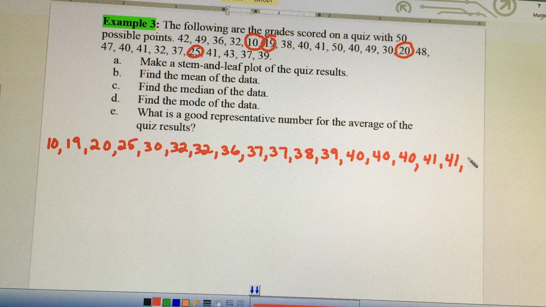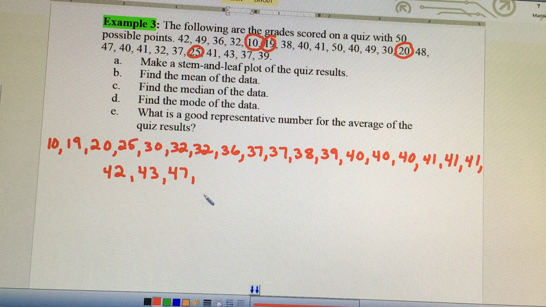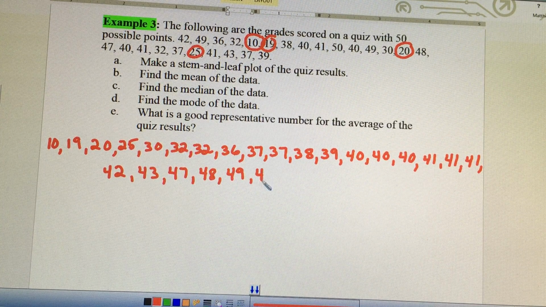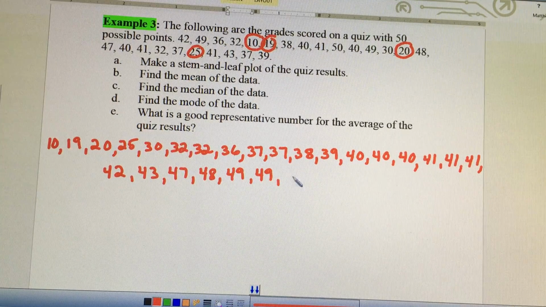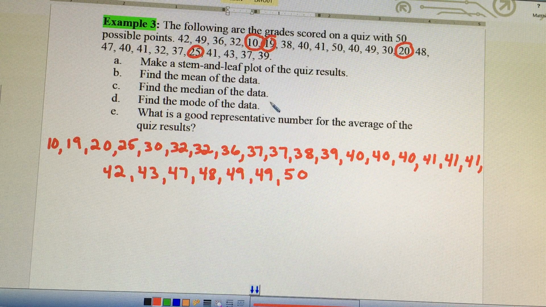So 41, 41, 41. It looks like I'll have to come down here to the next line, because after 41 there was a student that scored a 42 in the class. There was a 43, a 47, a 48, 2 49s, and then one student got a perfect score. One student got a 50. That should be all of the students in the class.